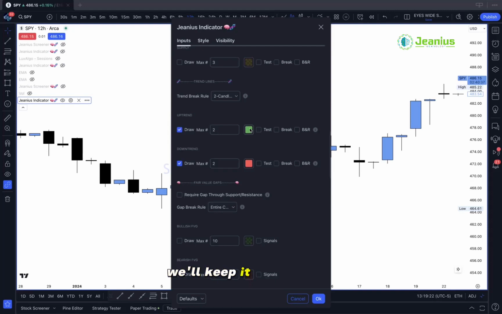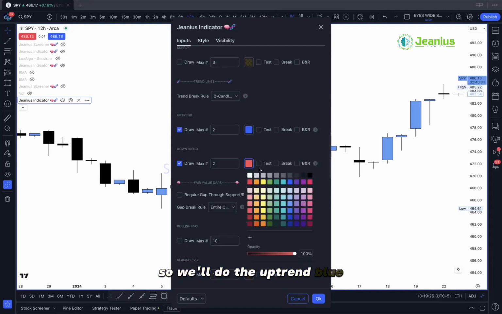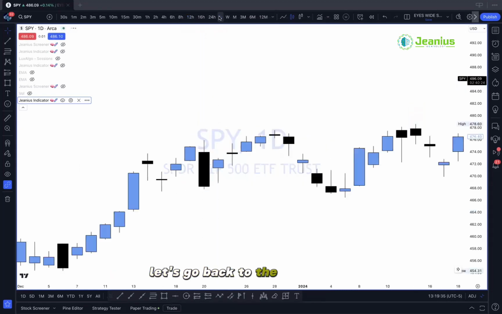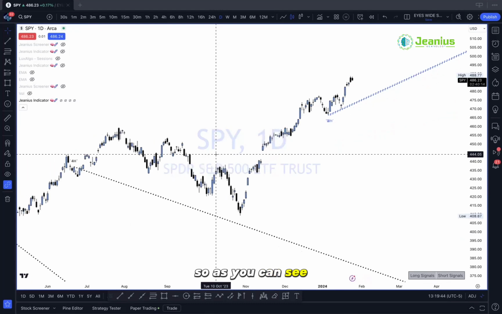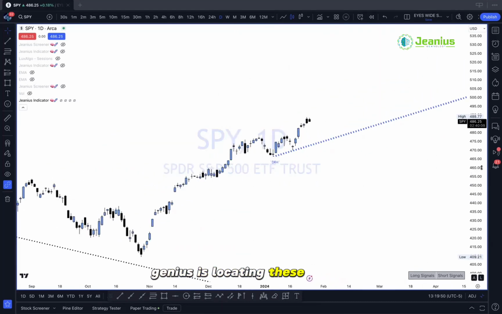Well, no, we'll keep it aligned with the chart that I'm on. So we'll do the uptrend blue and we'll do the downtrend as a black line. Let's go back to the daily chart. So as you can see, this is how Jeanius is locating these trends.